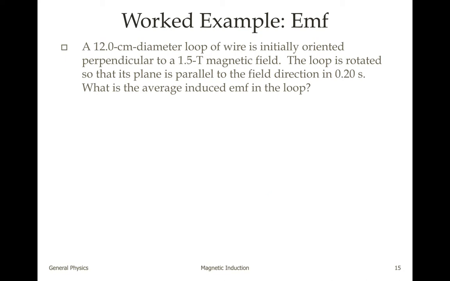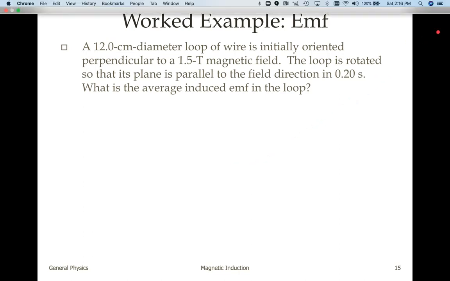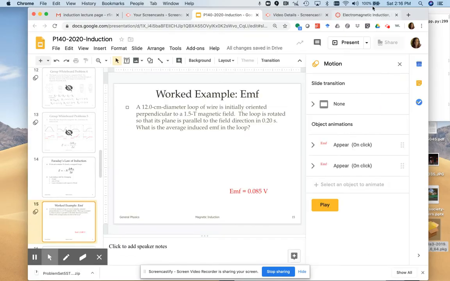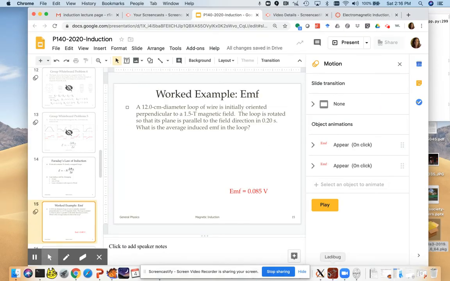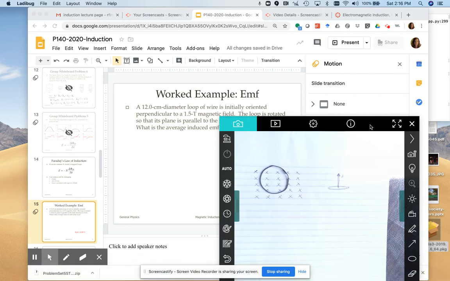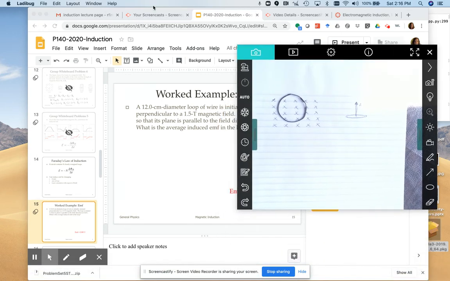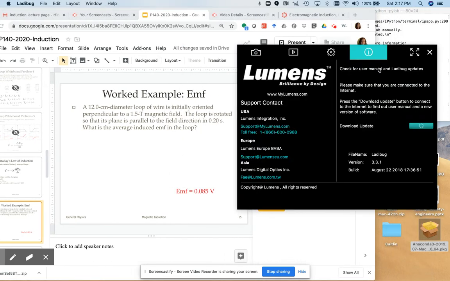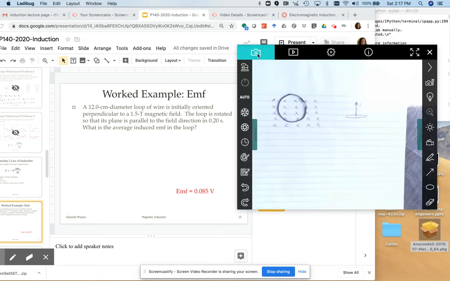Okay, so we're going to do one worked example here. We have a 12 centimeter diameter loop of wire, initially oriented perpendicular to a 1.5 Tesla magnetic field, and then the loop is rotated so its plane is parallel to the field direction in 0.2 seconds. So let's go back to our ladybug camera. Let's see if we can get these side by side. Okay, so let's see if we can work out this problem.